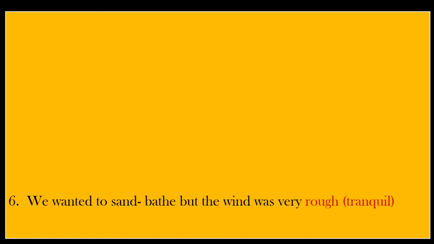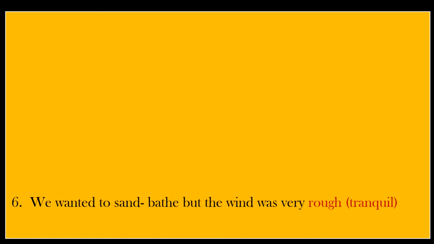So class 7, when we talk about wind or water or the current in the ocean being rough, we will say that the opposite is calm. Or another word which we can use to mean the same as calm is tranquil. So, we wanted to sunbathe, but the wind was very calm, opposite of rough. Or the wind was very tranquil, which means the wind was calm. Any question? Okay, let us go to the next page.